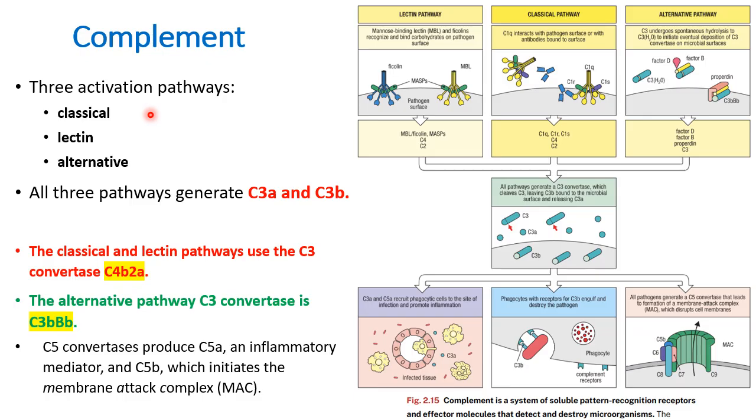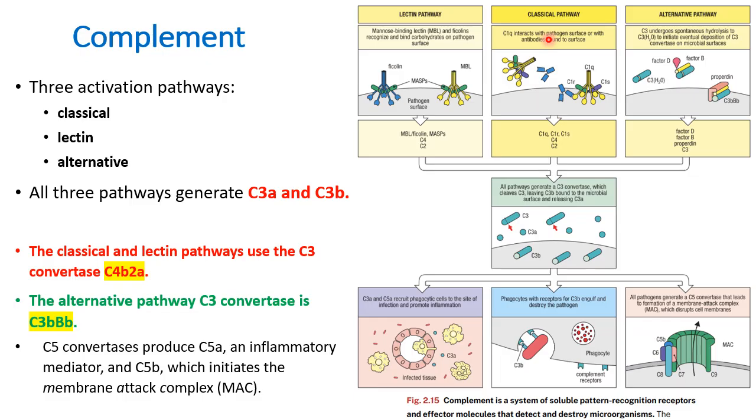So you have your classical pathway, and then you have the lectin pathway, and then you have your alternative pathway. And remember, the alternative is the one that is always surveilling for things. So today we're going to see how the alternative pathway mechanistically is working, okay?